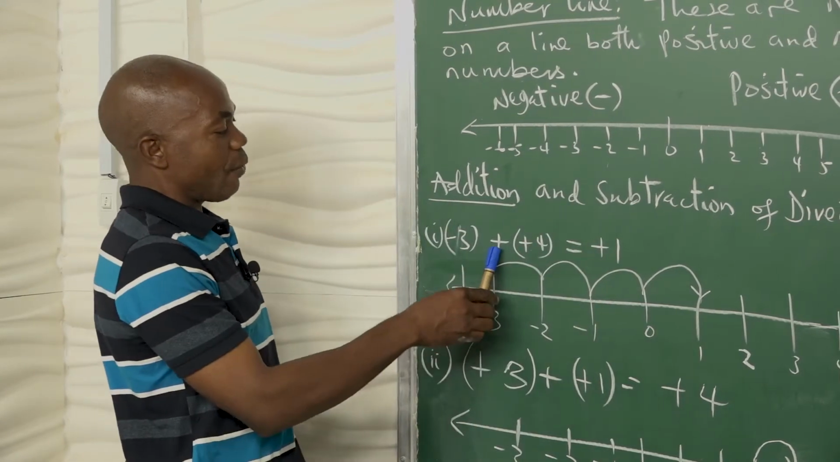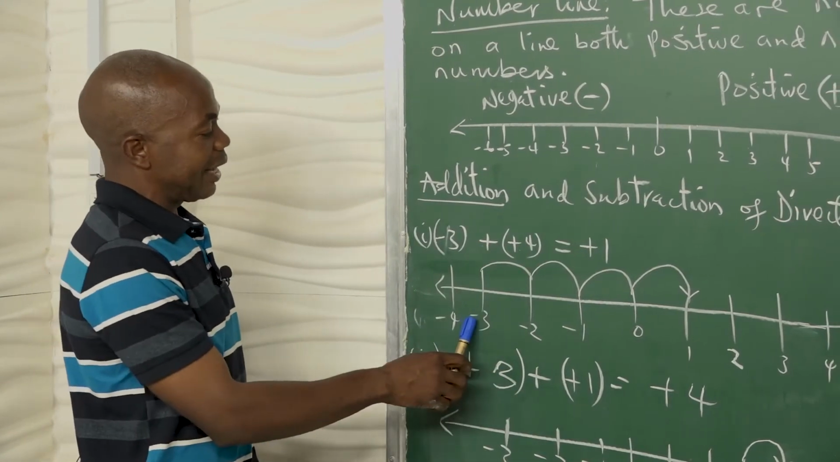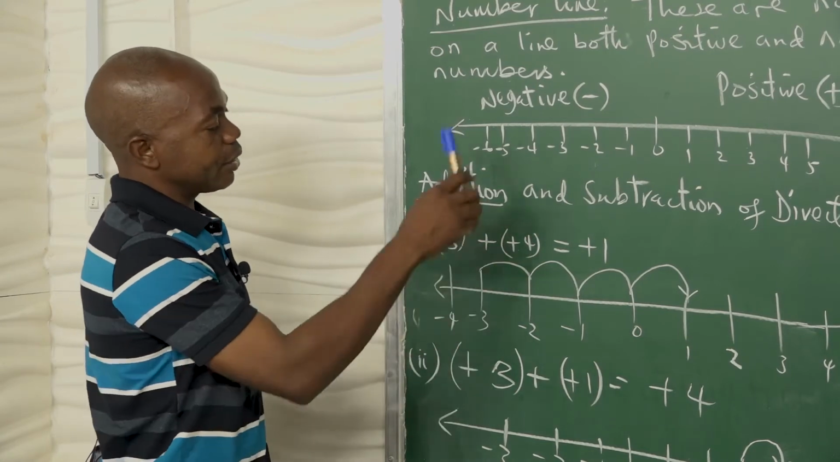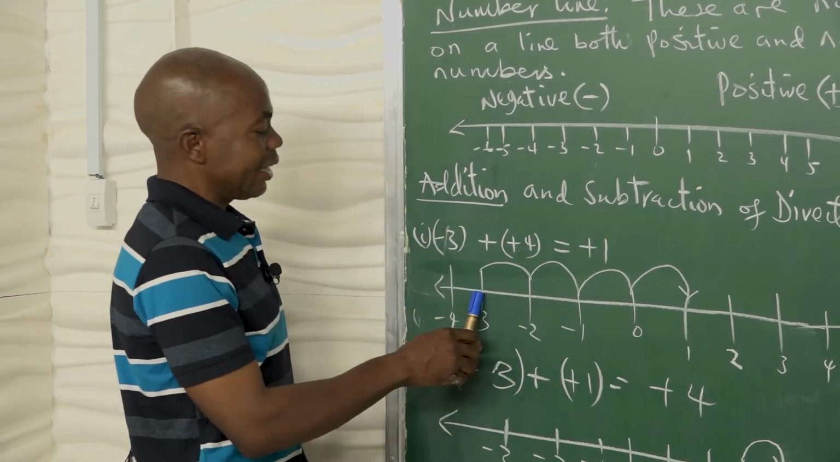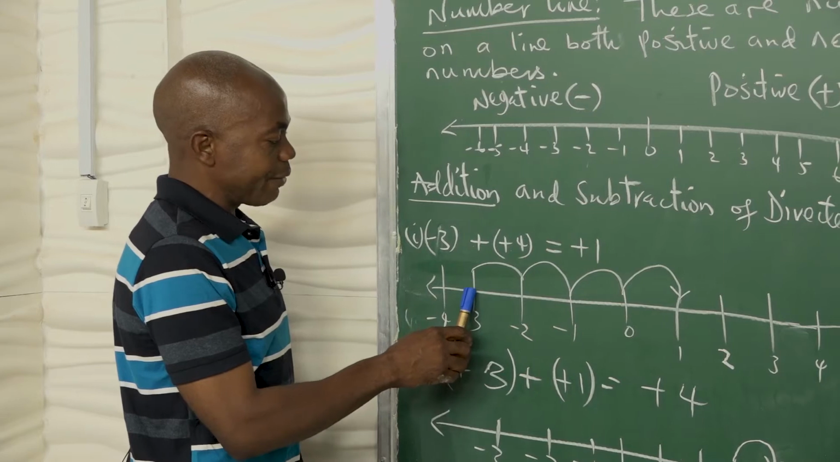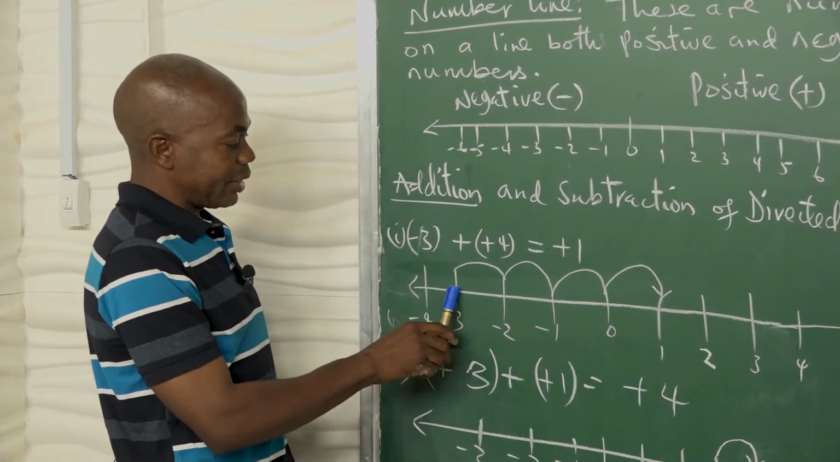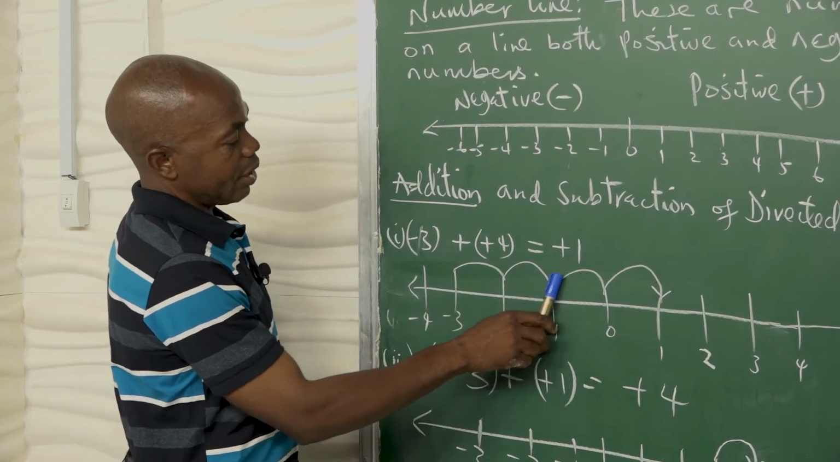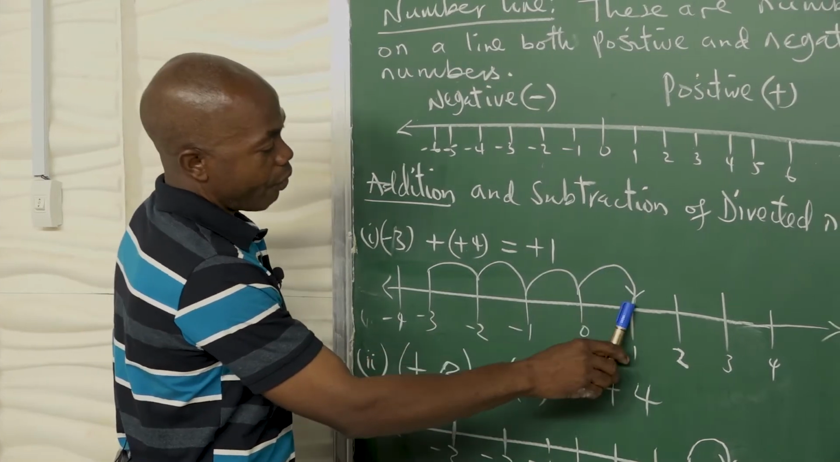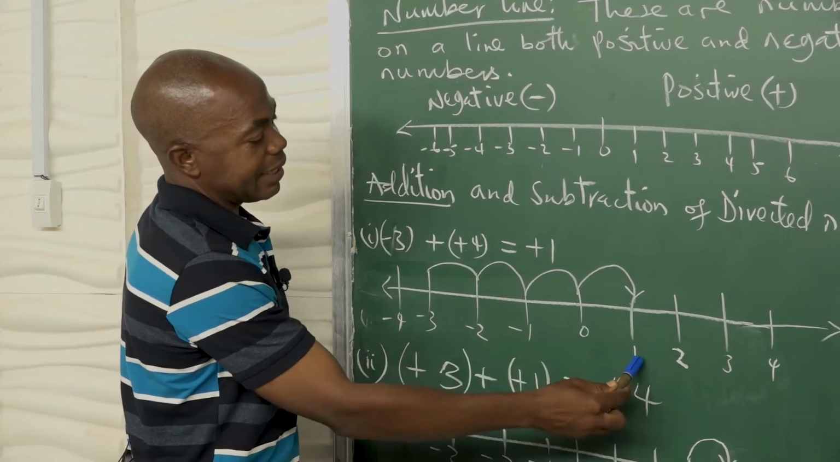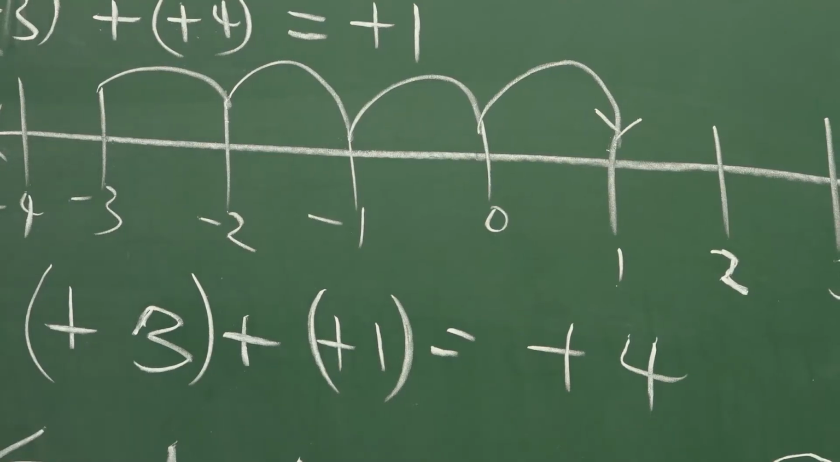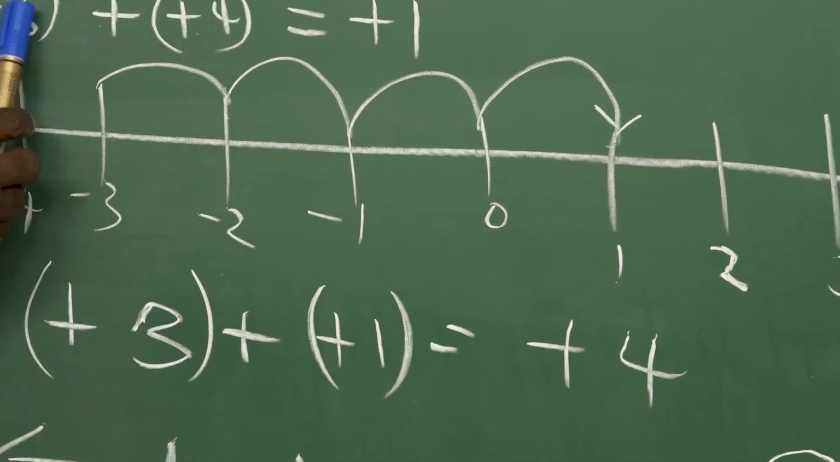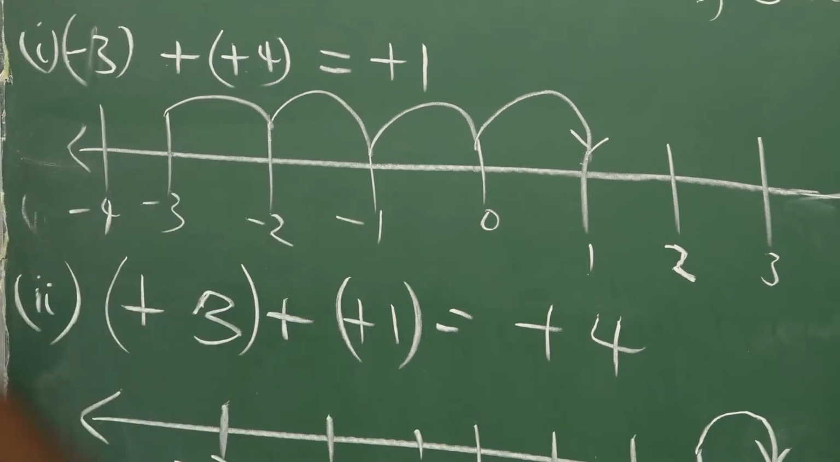So in this case, we are adding. So -3 plus 4. We add 4 steps starting from -3. We have 1, 2, 3, 4. And the number we stopped at is the answer, which is what? Plus 1. So that is proof that -3 plus 4 is +1.